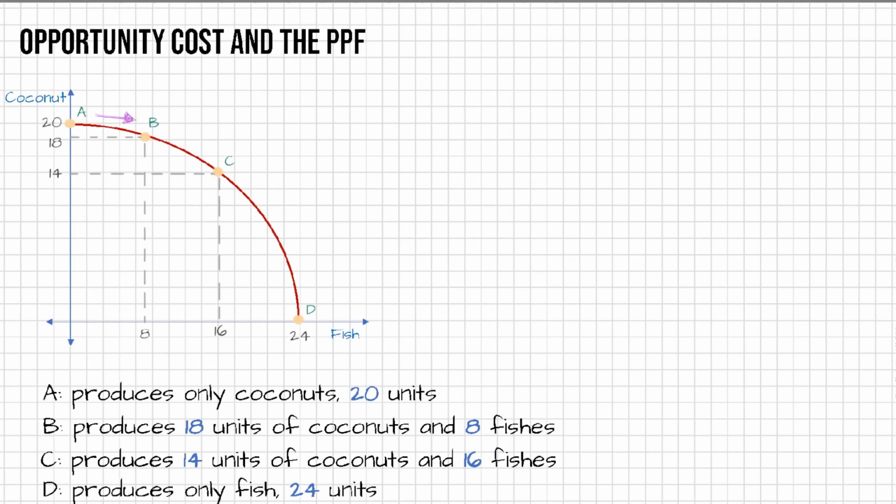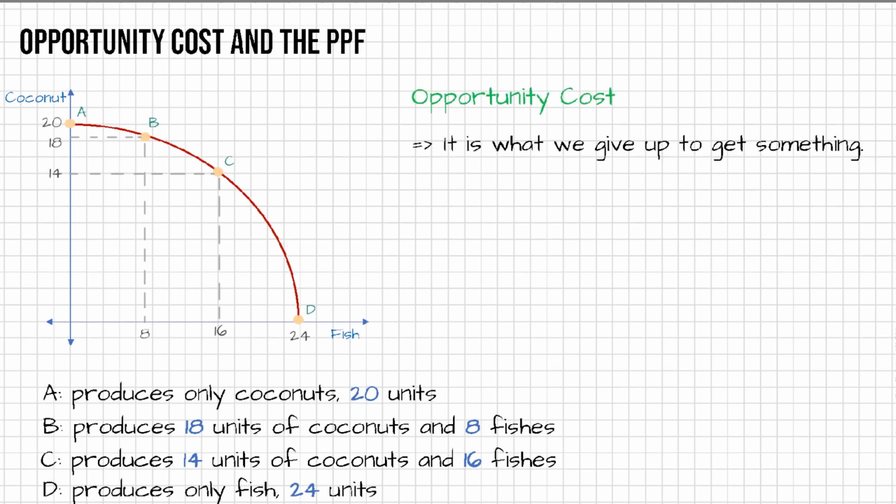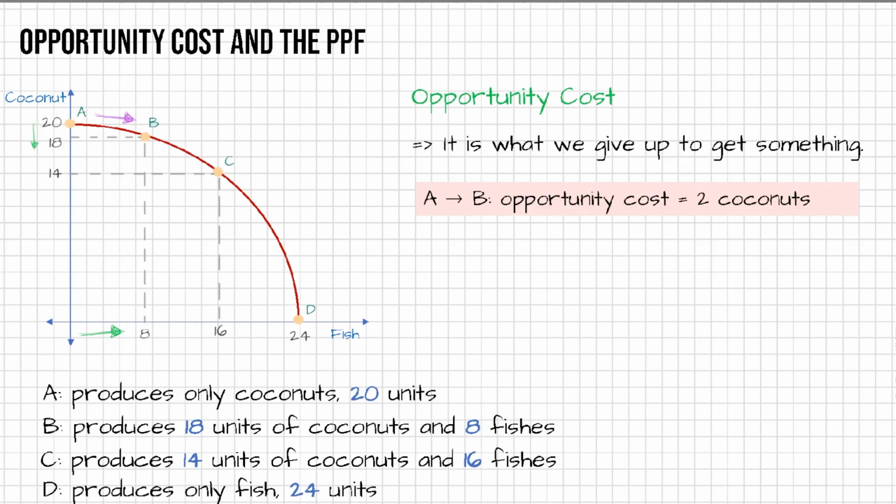So when we move along the production possibilities frontier, we can see there's a trade-off. We have to give up coconuts in order to produce more fish. We call this the opportunity cost. Opportunity cost is what we give up in order to get something else. So how much does it cost us, in terms of coconuts, to move from point A to point B and get those first 8 units of fish? We gave up 2 units of coconuts, so that's our opportunity cost.